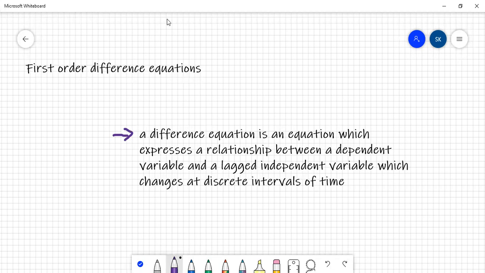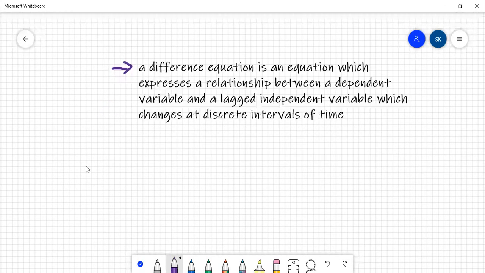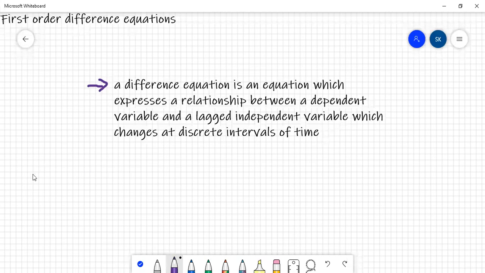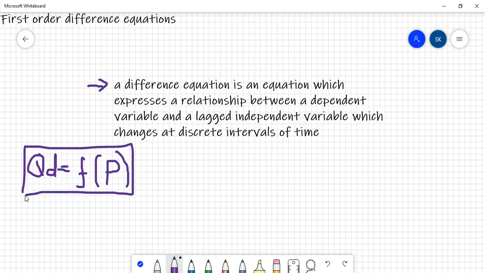Up till now, we were studying functions where we would say that quantity demand is a function of prices. This was a simple equation which we studied previously in all our mathematical economics topics, and mostly we study such kind of equations in different branches of economics. But when we come towards this difference equation, then it is a different phenomenon from this one.